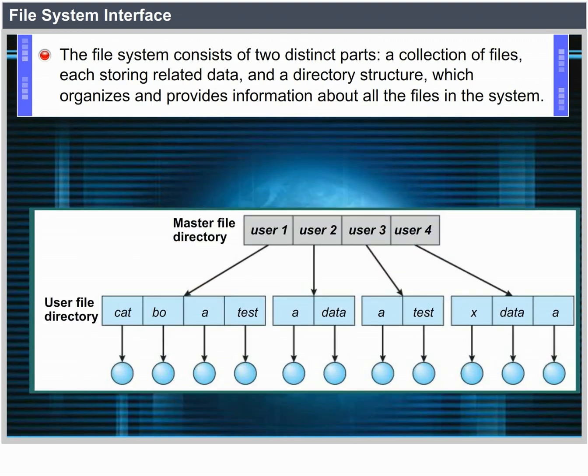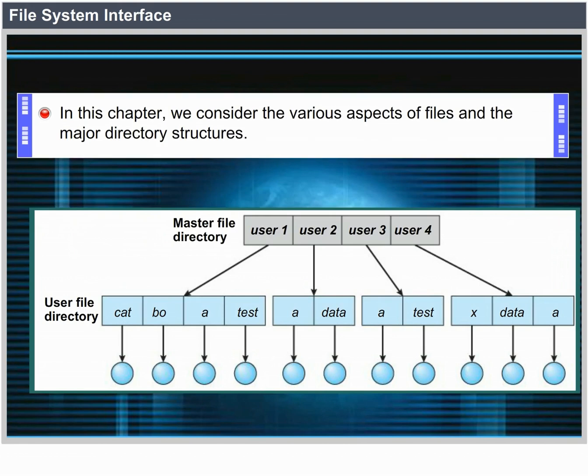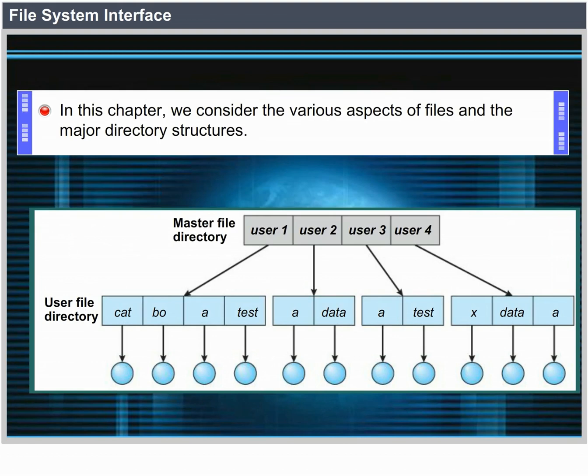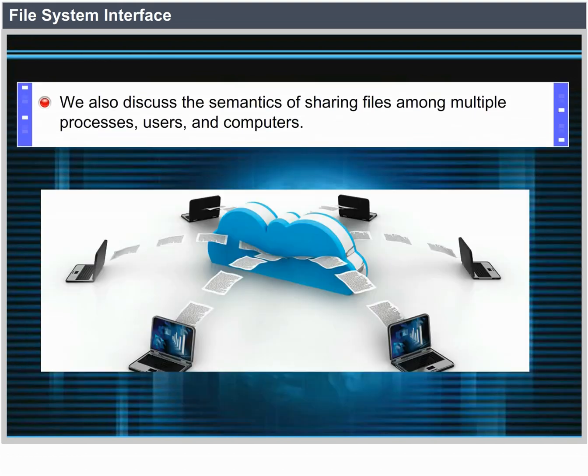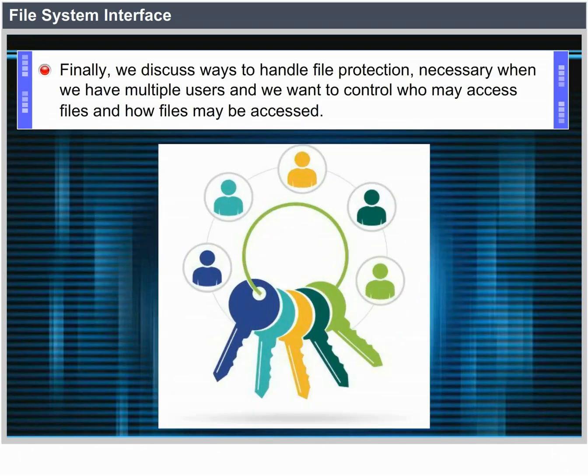File systems live on devices, which we described in the preceding chapter and will continue to discuss in the following one. In this chapter, we consider the various aspects of files and the major directory structures. We also discuss the semantics of sharing files among multiple processes, users, and computers. Finally, we discuss ways to handle file protection necessary when we have multiple users and we want to control who may access files and how files may be accessed.